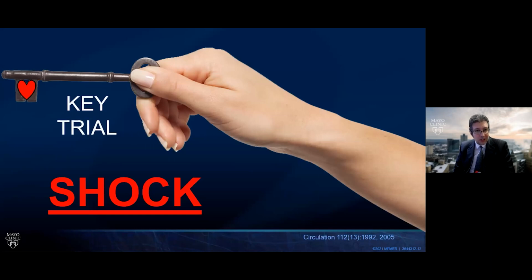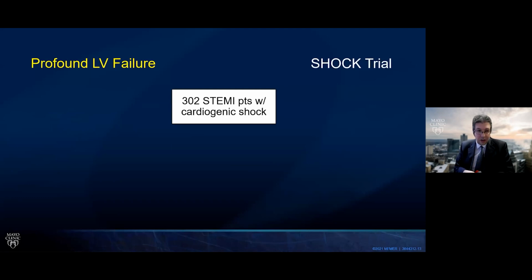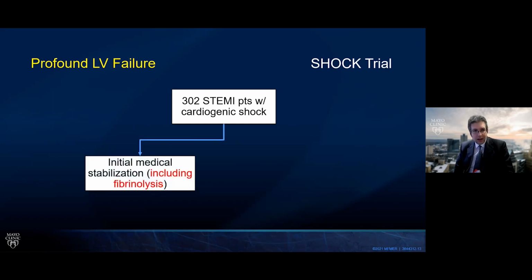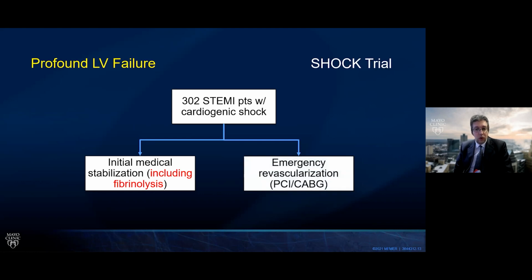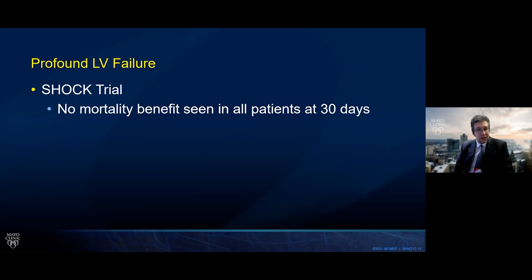And the SHOCK trial was a much smaller trial than the COMMIT trial that we just talked about. The SHOCK trial looked at 300 patients who had STEMI and presented with cardiogenic shock, and it split them half and half between medical stabilization, which actually could include fibrinolysis, tells you a little bit about the age of the trial, versus those undergoing emergent revascularization, which was split again about half and half between PCI and CABG. And what did we learn from the SHOCK trial? We learned that there was initially no mortality benefit seen. Kind of surprising, actually, right? But that was looking at 30 days.